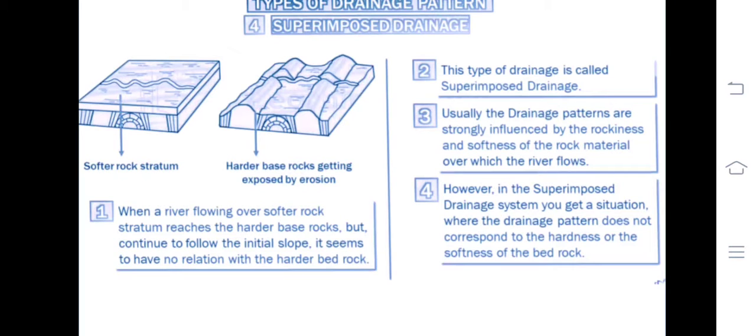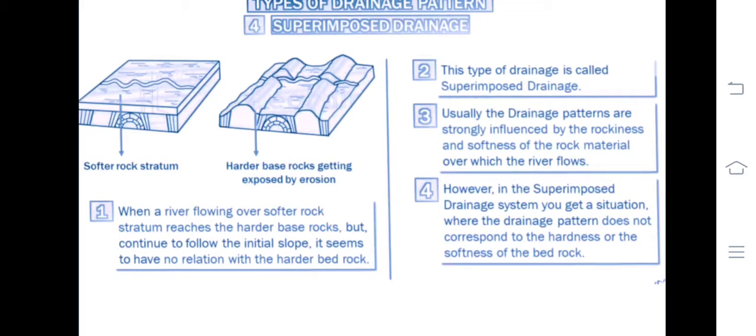Second one, this type of drainage is called superimposed drainage. Usually, drainage patterns are strongly influenced by the rockiness and the softness of the rock materials over which the river flows. Naturally, it could have been impacted by the rockiness that evolved over time, but it could not impact it. If such happens, then we can say yes, it is a superimposed drainage. But in this case, the influence becomes redundant, useless, and the original stream will follow the same direction despite changes over time on the surface of the land.